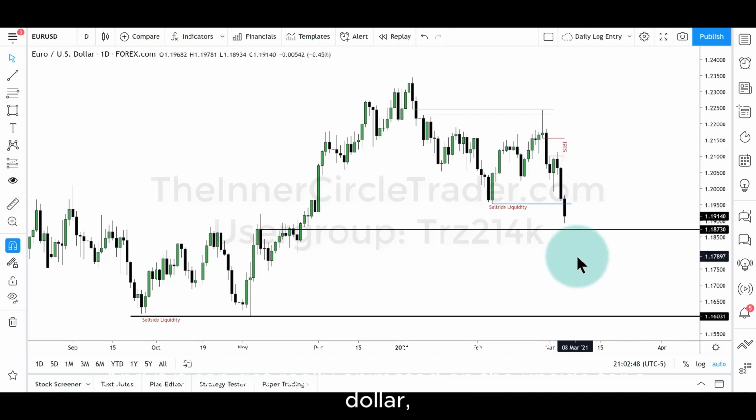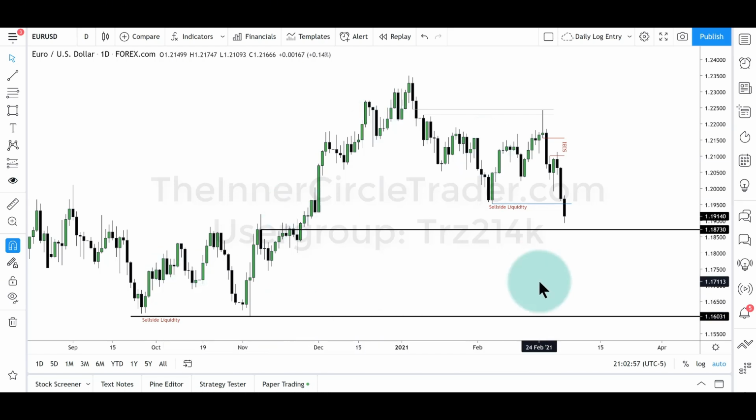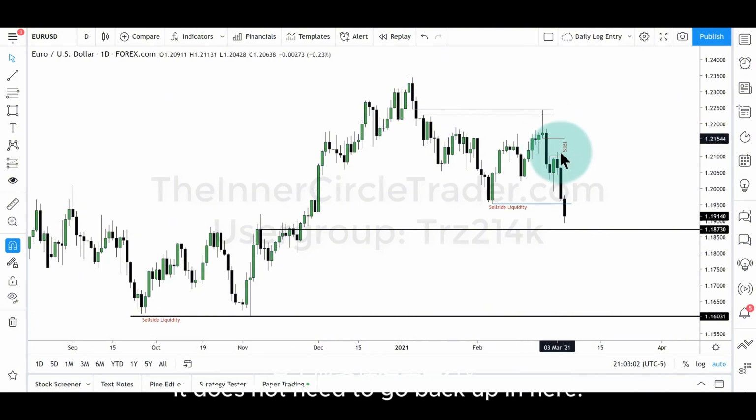And if it can get really animated on the upside for dollar, this is what I'd like to see for euro. It's too clean, and also it's a market maker sell model. So we'll see what happens. All bets are off if we trade back up into the CIBI. It does not need to go back up in here.